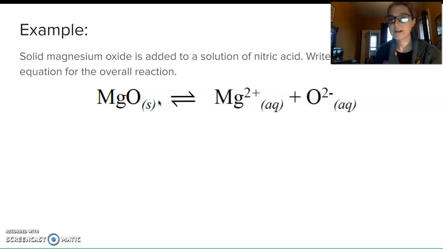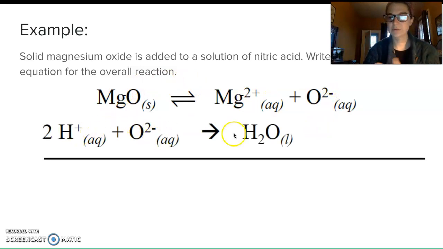It would break into Mg2+ and O2-. Now nitric acid, I have to consider what part of the nitric acid is important. If you remember from naming acids, nitric acid is from the nitrate ion, NO3. So it's H+ NO3, or HNO3. The part of that nitric acid that is important is the H+. Between these two, which one is H+ going to react with? It'd be the O2-. Because it has a 2- charge, you would need two H+.